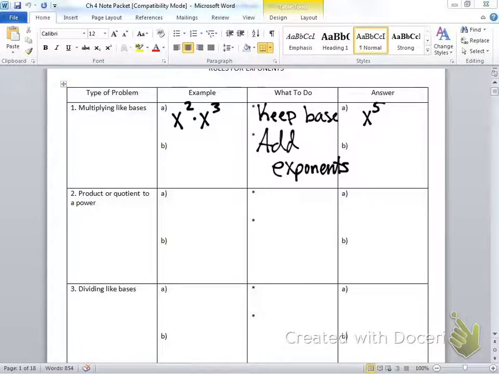Good. What if it was something like 2y to the third times 4y to the seventh? Then what? You would still add them, right? You still add the exponents. Good. So that'd be y to the 10th. Good. And then what do you do with the coefficients? You just multiply those like regular. Okay? Any questions?